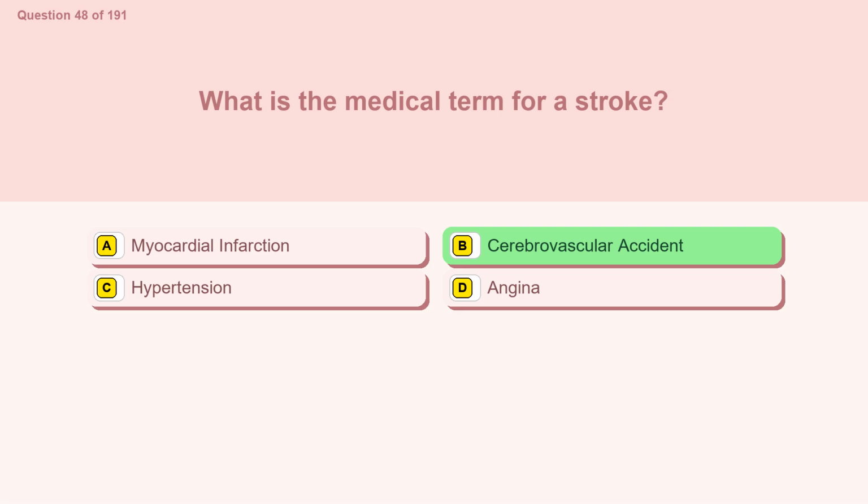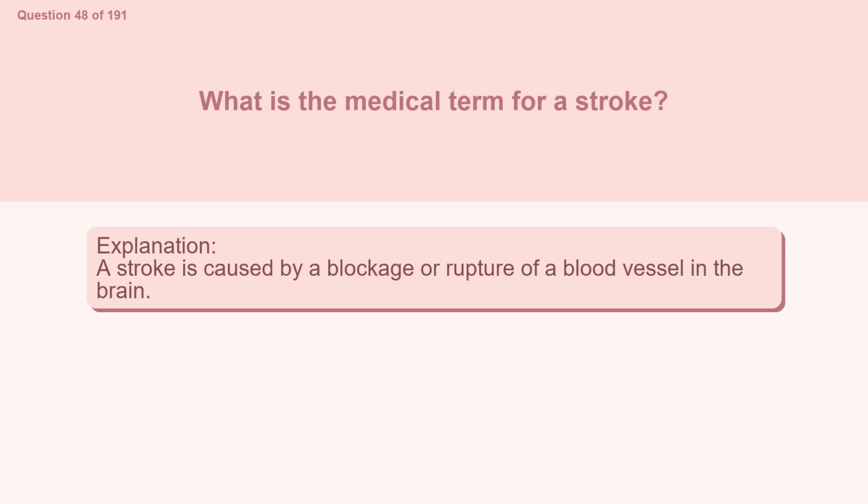The correct answer is option B. Cerebrovascular accident. A stroke is caused by a blockage or rupture of a blood vessel in the brain.